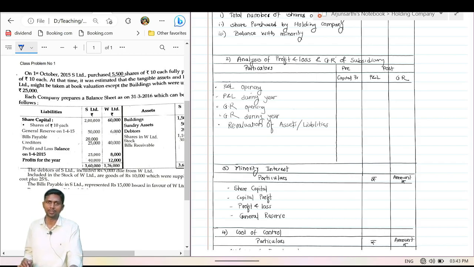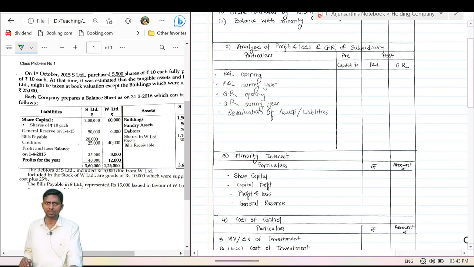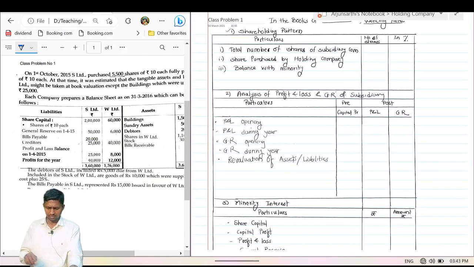Analysis of profit and loss, that means what? Whose analysis? First try to understand. The first note is related to what? This first note is related to the subsidiary.